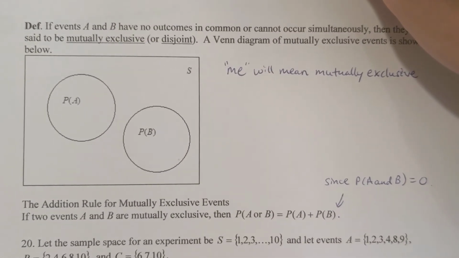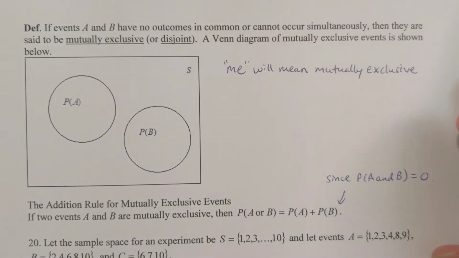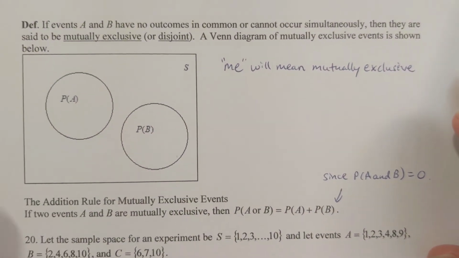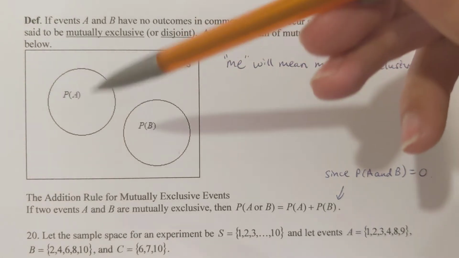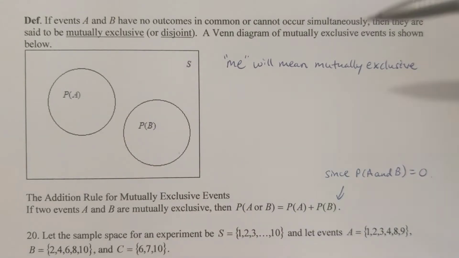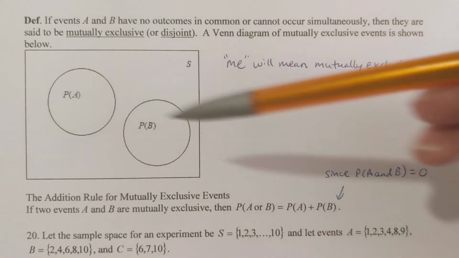Now, one of the things that we'll have to pay attention to when we're reading these problems is if we have mutually exclusive events or not. If events A and B have no outcomes in common or cannot occur simultaneously, then they are said to be mutually exclusive, or disjoint also means mutually exclusive. Your book will use the term mutually exclusive, okay? Although some books use the term disjoint. A Venn diagram of mutually exclusive events is shown below. Okay, so here's everything in A, and here's everything in B. Now, it's impossible for the two events to overlap.